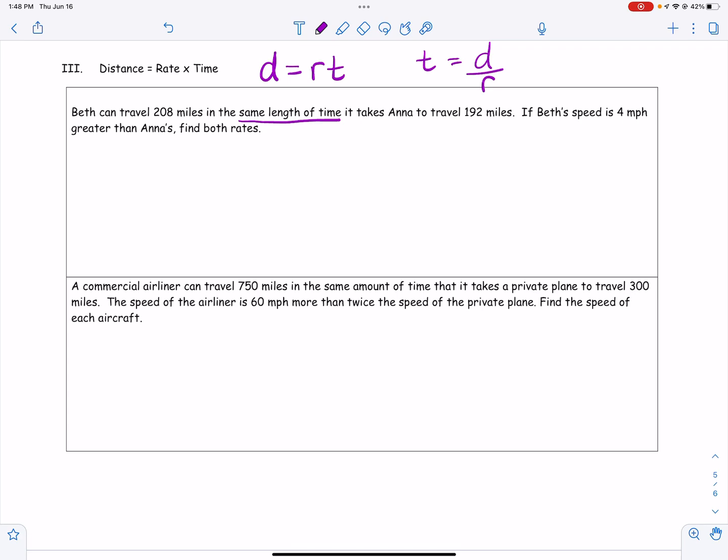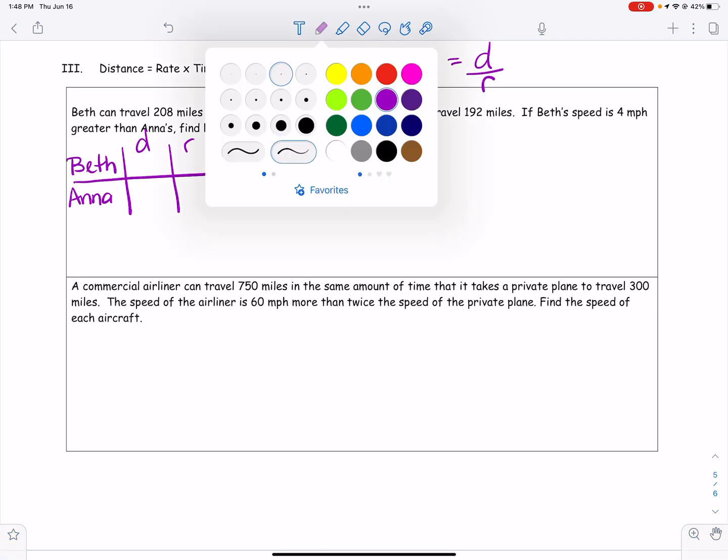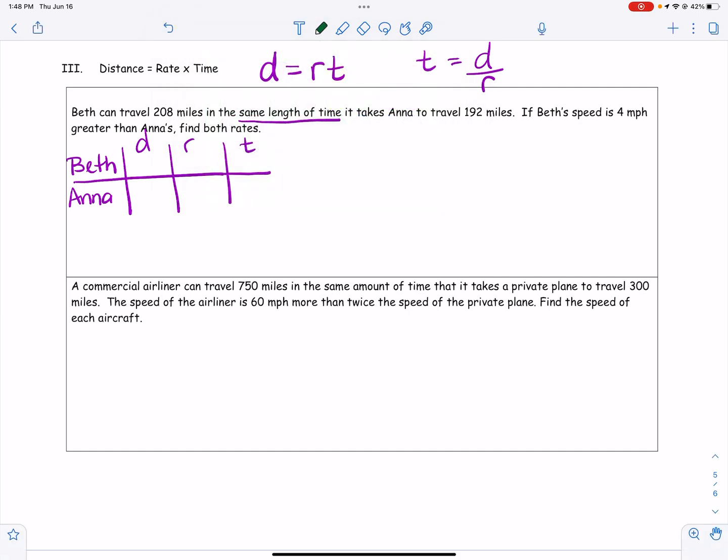But we are going to use our table and set up. We have two people that are traveling, Beth and Anna. So we're going to make a table where we have Beth in one row and Anna in another. And then we have our distance, we have our rate, and we have our time. Now remember, the variable usually always comes into play when it's talking about the rate. So now I'm going to fill in the information that I know.